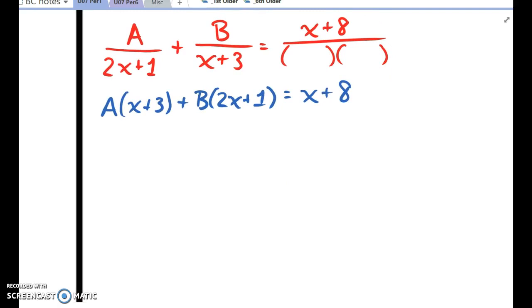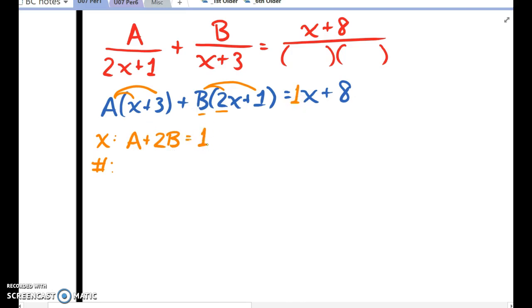It really doesn't matter. But if I'm going to do the coefficients trick, I have x coefficients and I have constants. So if I distribute, my x is going to have an A from this first piece, and then it's also going to have a 2B from the second piece. And on the right-hand side, it has a 1. For my constants, from the first piece, I have a 3A after distribution. Second piece, I have a B after distribution. And in my result, I have an 8.